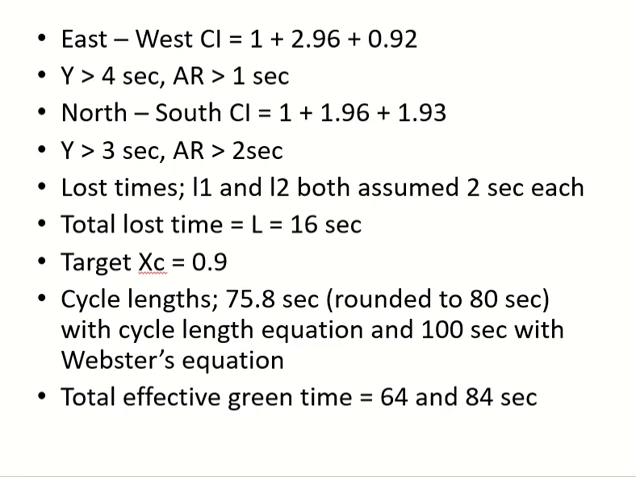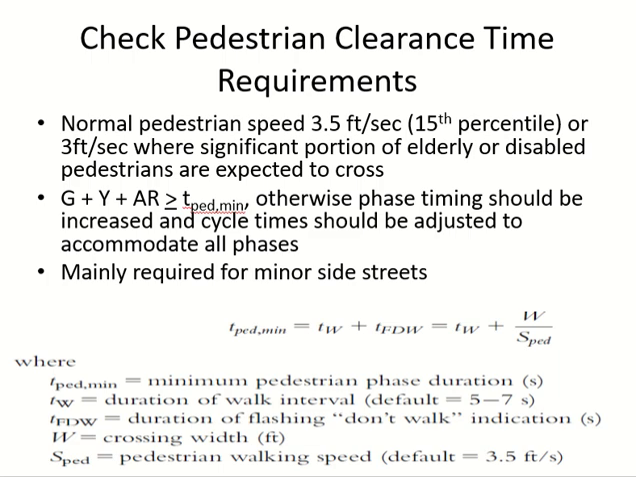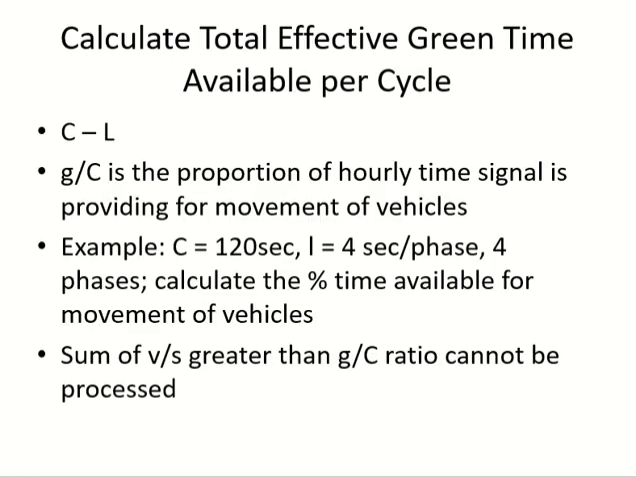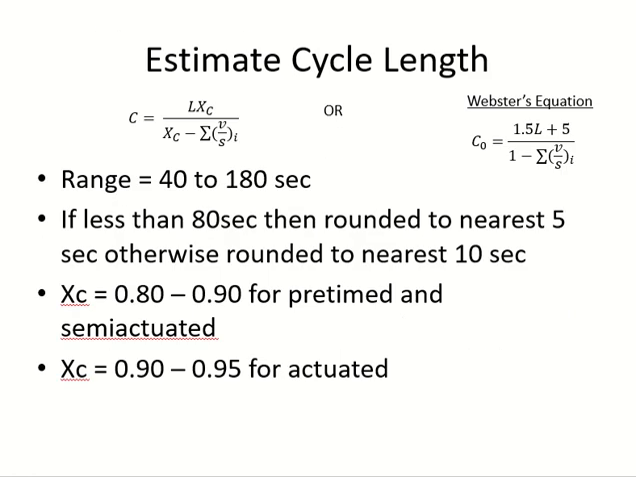From where did we get the cycle length? We have two values for the cycle length. XC is the one which we selected, and we selected it to be 0.9 in this case, because our summation V by S is 0.7 something, so a lot of difference. No problem. This is total lost time. Lost time of one phase is 4 seconds, for 4 phases it is 16 seconds.